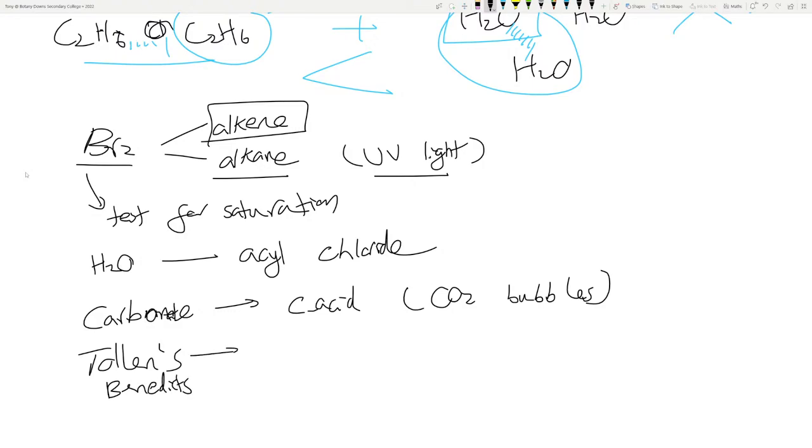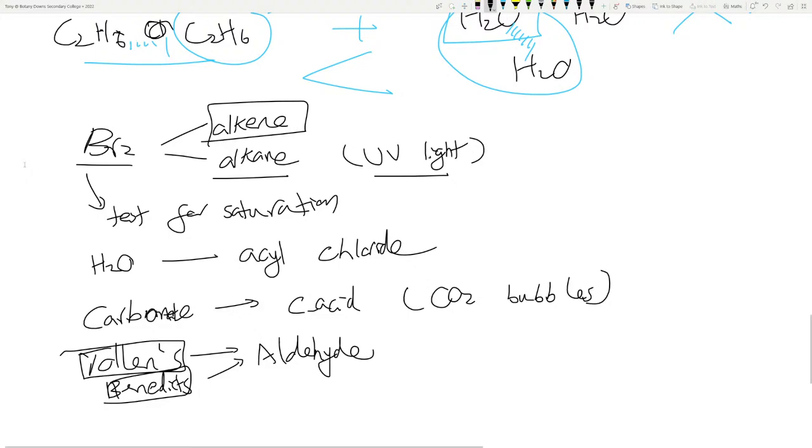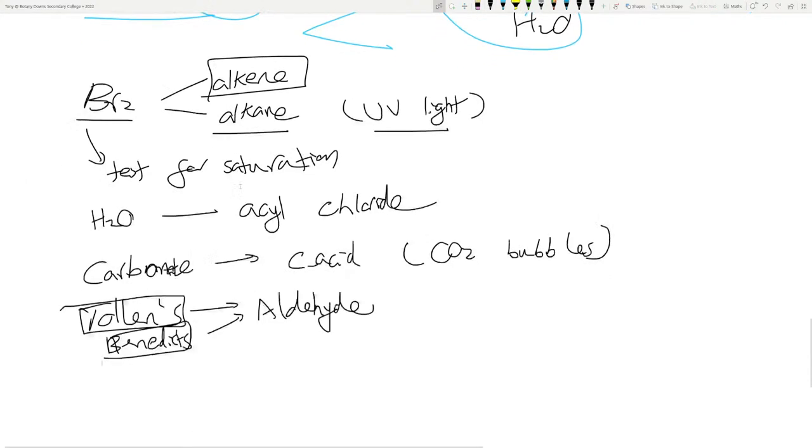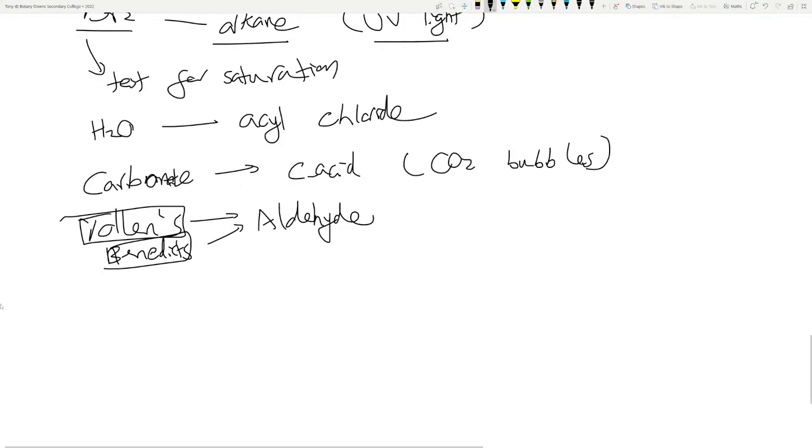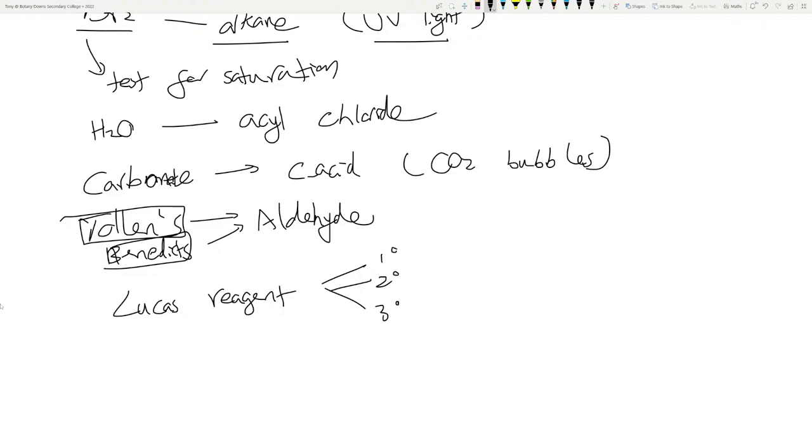And then you have your Tollens reagent, as well as Benedict solution. So these are all good for aldehyde. Okay, so your Tollens reagent will make a silver mirror. Your Benedict solution will go from a blue solution to a red/orange precipitate. And then you have the Lucas reagent. Lucas reagent is not really part of the syllabus, but this is good for distinguishing primary, secondary, and tertiary alcohol. So this thing will turn cloudy with the tertiary alcohol straight away, whereas it doesn't really react with the primary alcohol.